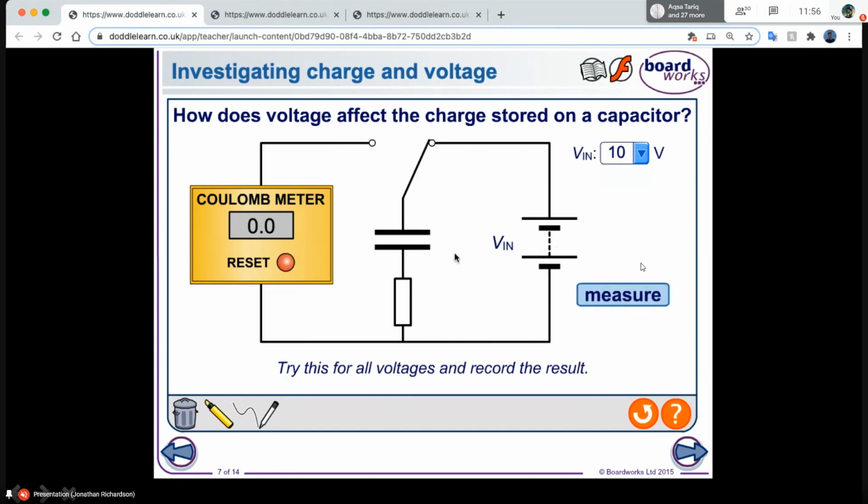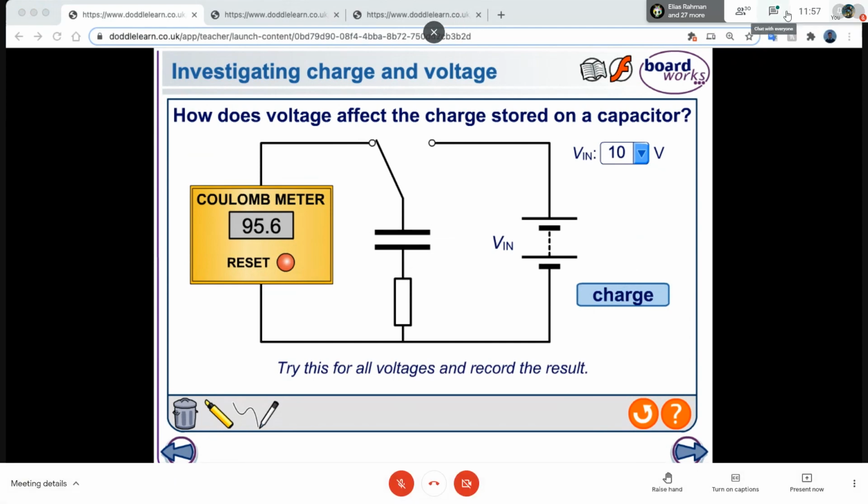So charge the battery, then we discharge through the Coulomb meter. 95.6. So you should now have 10 sets of readings that will give you the values that we need for our graph. So I hope that all of you have managed to note those. What was the 7th reading? 7 volts was 67.0. Thank you.